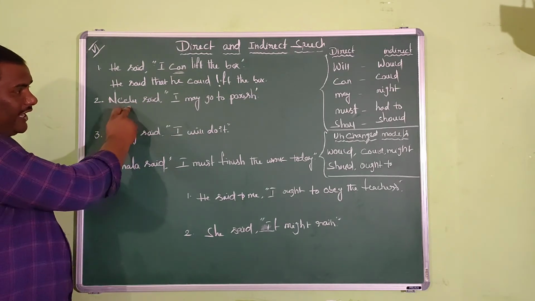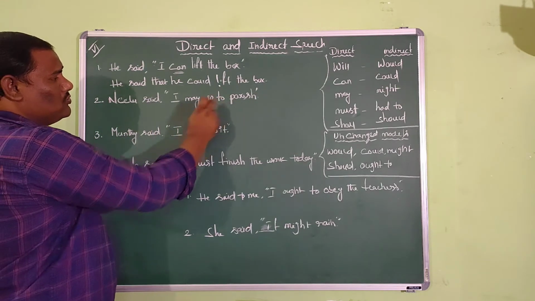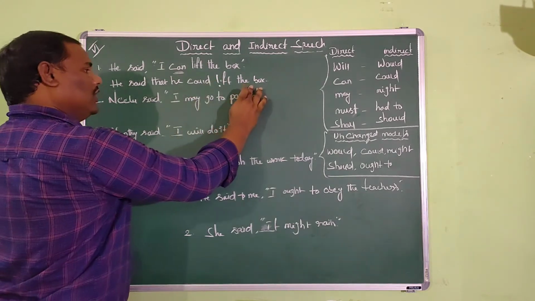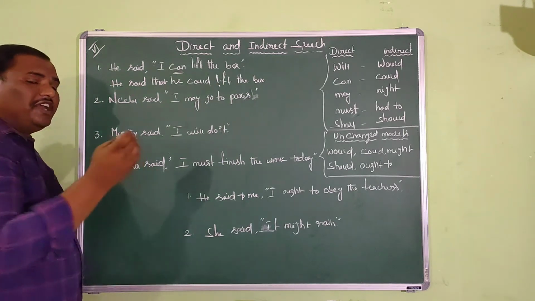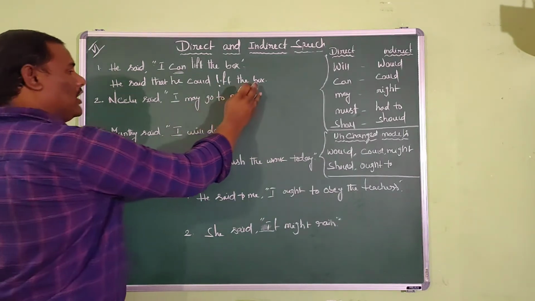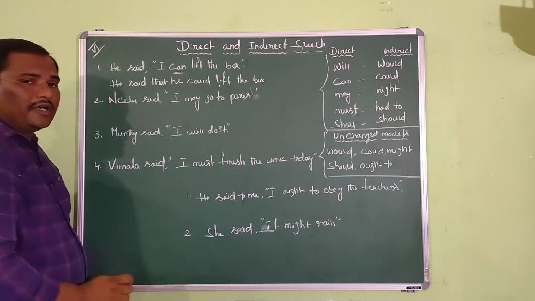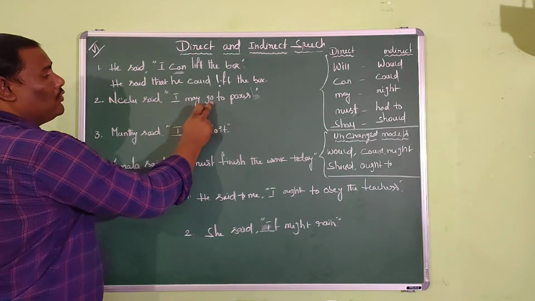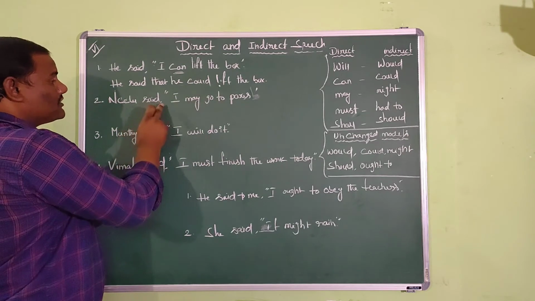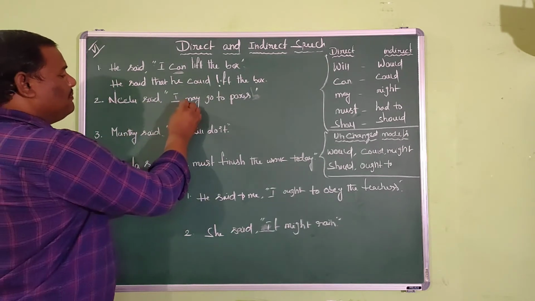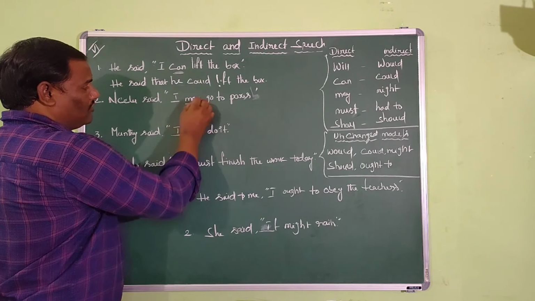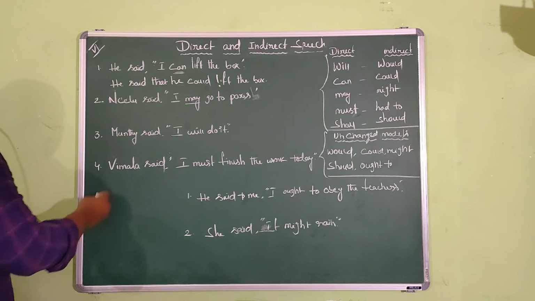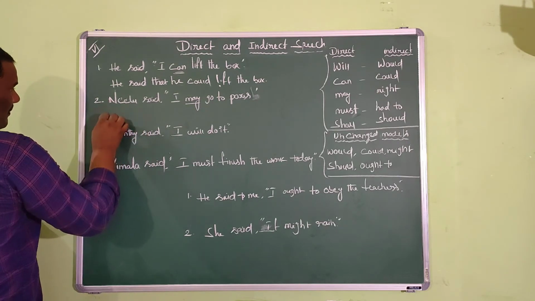Second question. Neelu said, I may go to Paris. So Paris, it is a church area. If you erase H from it, it indicates a place, right? So let me erase H from the word. Now Paris, it is a place, right? Neelu said, I may go to Paris. Here, the reported speech contains a modal auxiliary may. When it is converted into indirect speech, may is changed into might, my dear friends.